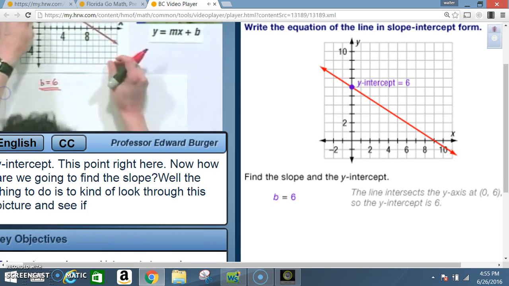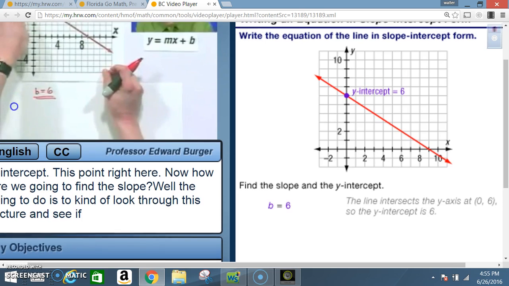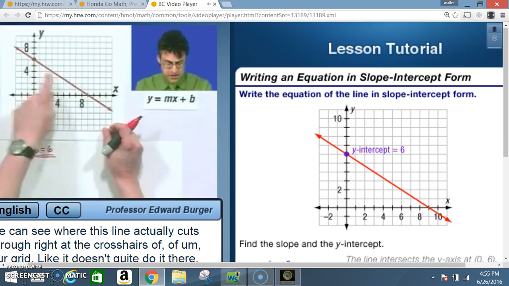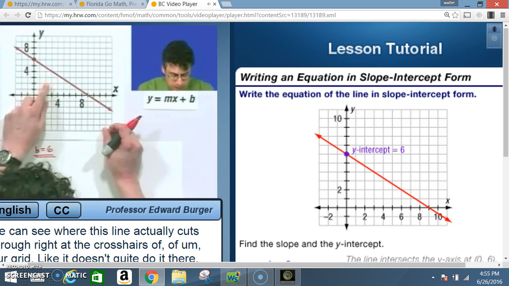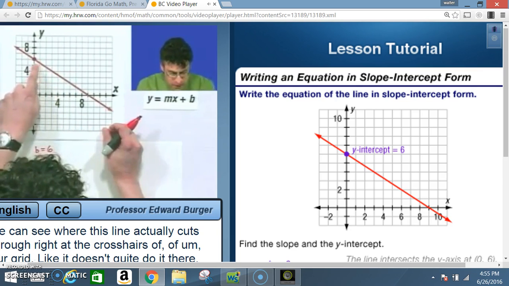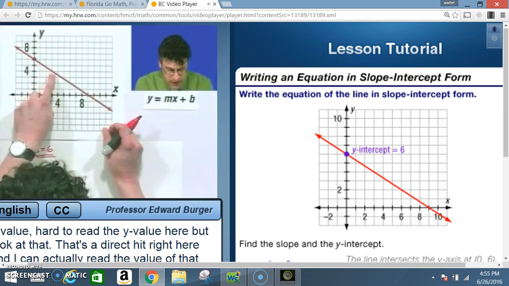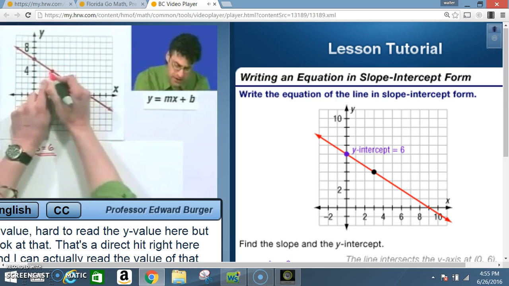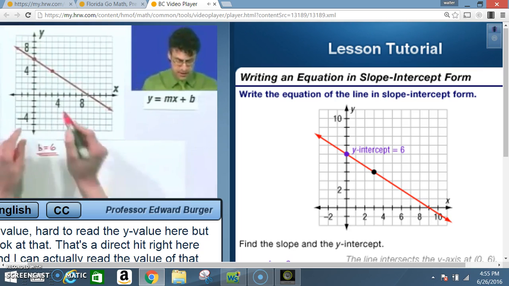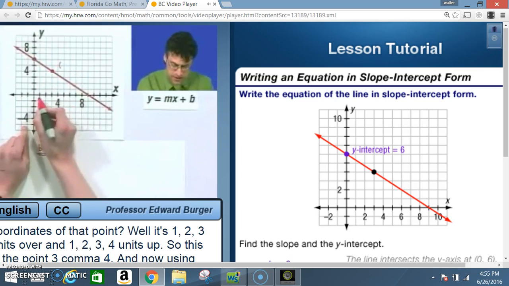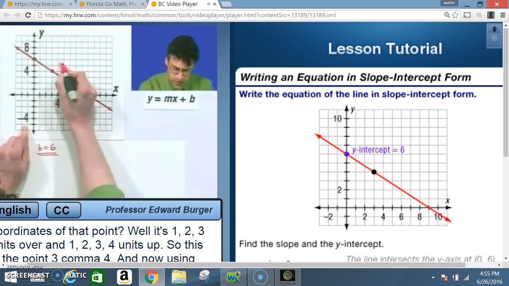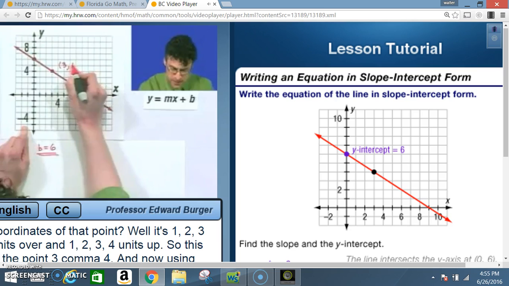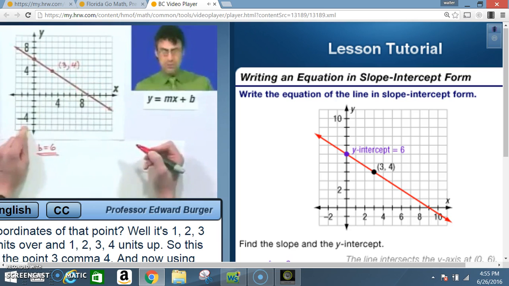Well, the thing to do is to look through this picture and see where this line cuts through right at the crosshairs of our grid. It doesn't quite do it there. It's hard to read the y value here. But look at that. That's a direct hit right here. And I can actually read the value of that point. What are the coordinates of that point? Well, it's 1, 2, 3 units over, and 1, 2, 3, 4 units up. So this is the point (3, 4).